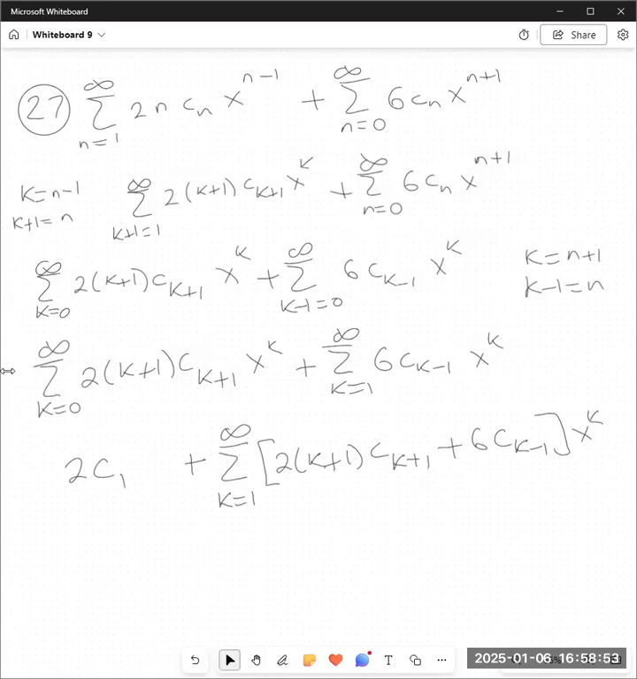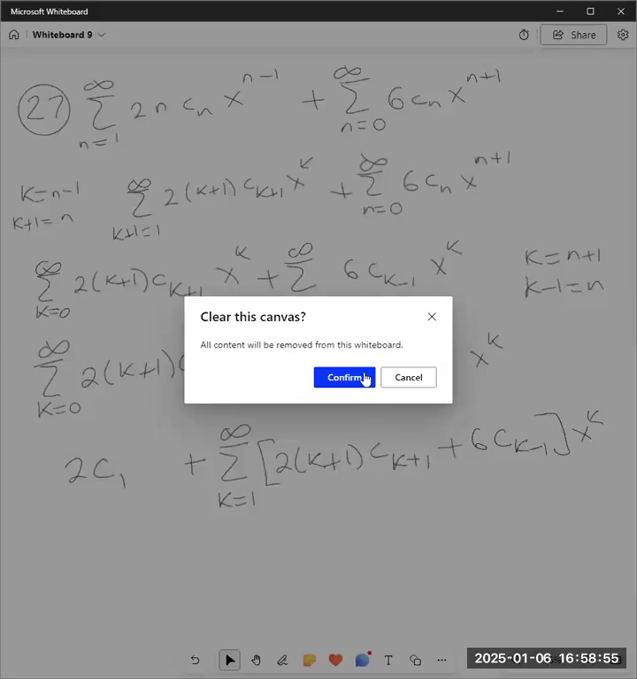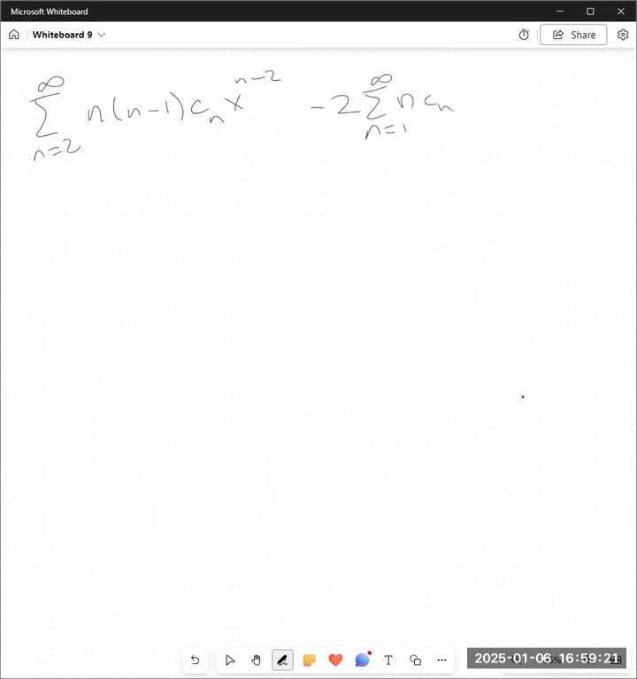All right, let's go ahead and look at number 29 next. And it is n equals 2 to infinity, n times (n minus 1) c_n x to the n minus 2, minus 2, n equals 1 to infinity, and c_n x to the n, plus n equals 0 to infinity, c_n x to the n.